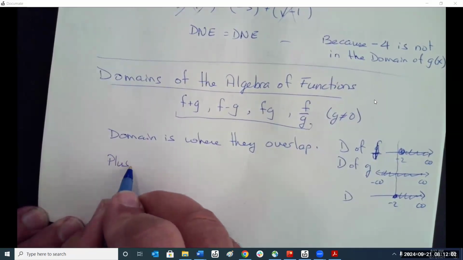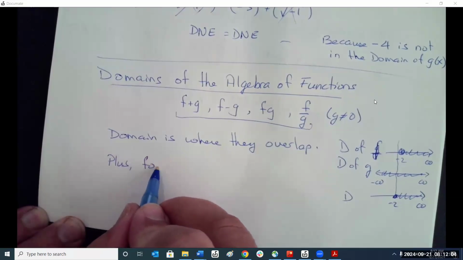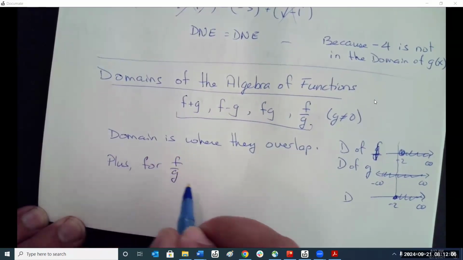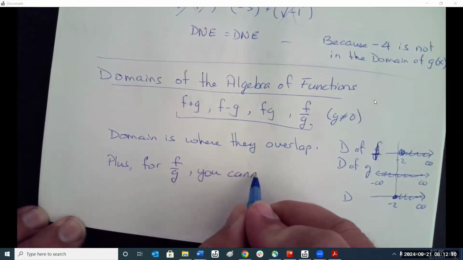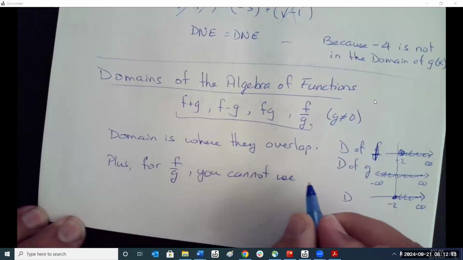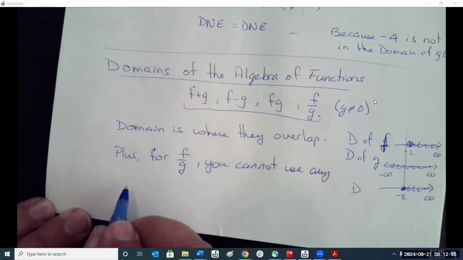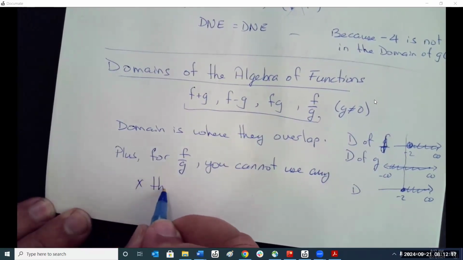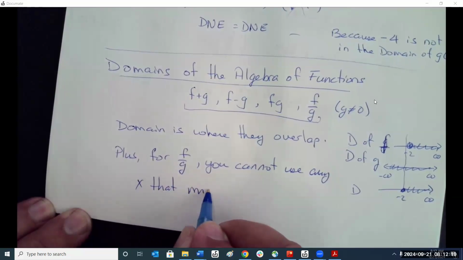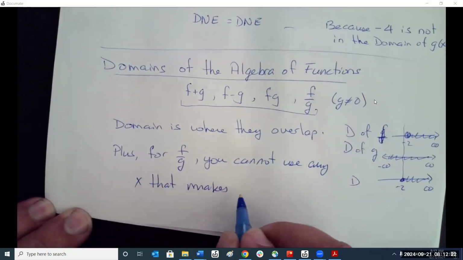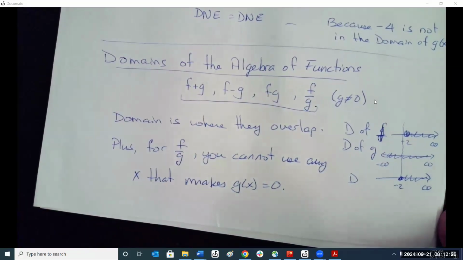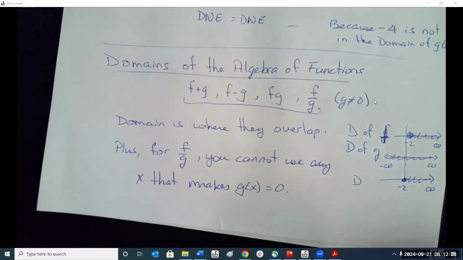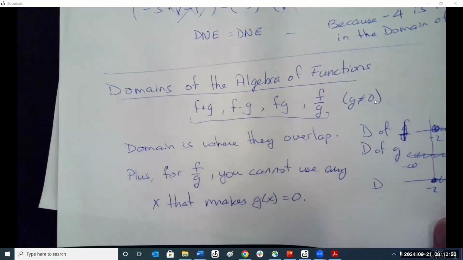Plus, for the quotient rule, you cannot use any x that makes g of x equal 0. Those are omitted. So there's some examples here.